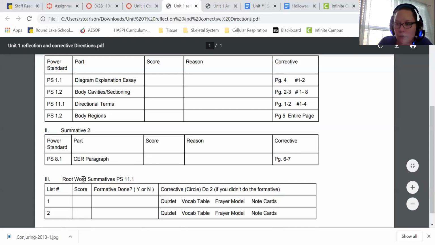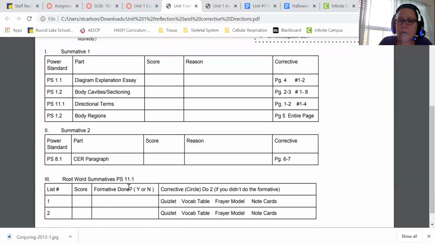The last 2 would be your root summatives that we took this unit. If you did the formative, great. All you need to do is pick one of these things in this list to do, turn that in, and that's your corrective to do the retake. If you didn't do the formative, you need to do that now, and in addition, do the corrective part, which is basically doing it twice. You need to pick two different things to do.